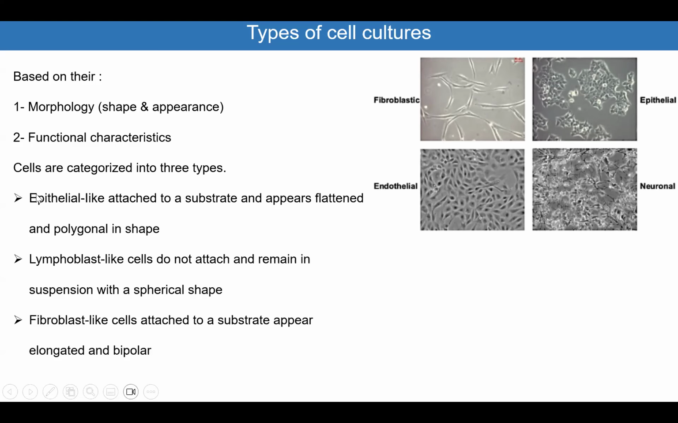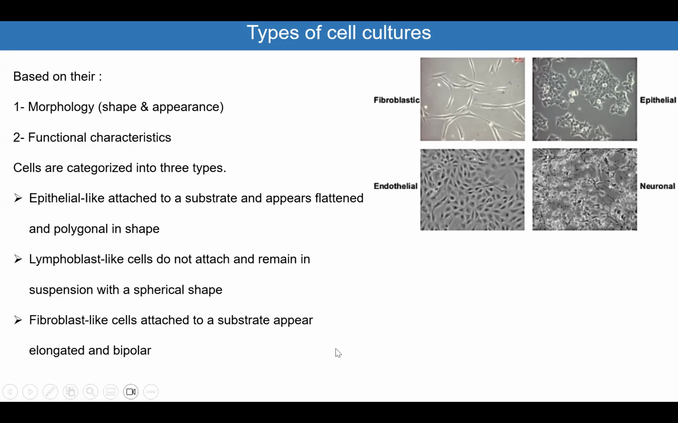Then the other type of cells, this is the lymphoblast-like, and what differentiates these cells from epithelial cells is that they don't attach, and these remain in suspension. So if you grow these cells, they will be in a flask and they will not attach to the surface. And finally, there are the fibroblast-like cells. These would attach to the substrate, but they are elongated and bipolar, so they are totally different from the epithelial cells.